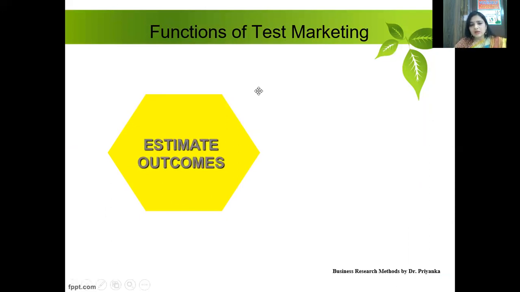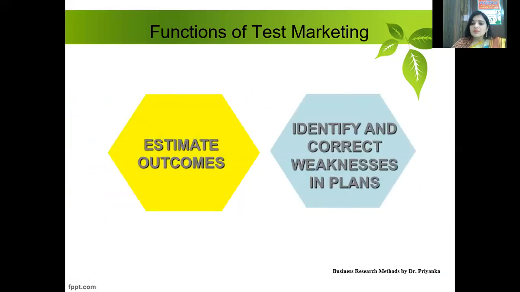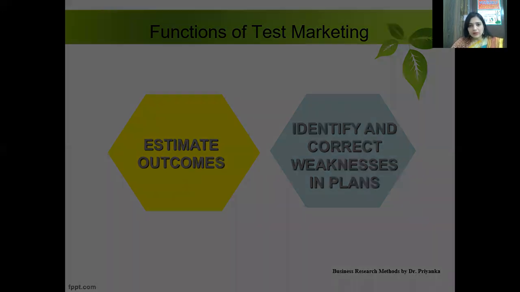Functions of test marketing are: it estimates the outcomes, it identifies and corrects weaknesses if there are any in your plan. It would be telling you all the outcomes related to product, whether it was good placement or not. Maybe your product might be having some features which should be added for a better placement, for a better pricing, for better sales. That would also be told to you. You can improve the product with time, or there might be some other weaknesses, maybe pricing related features, so that can be improved at the time of actual launch of the product with the help of test marketing.